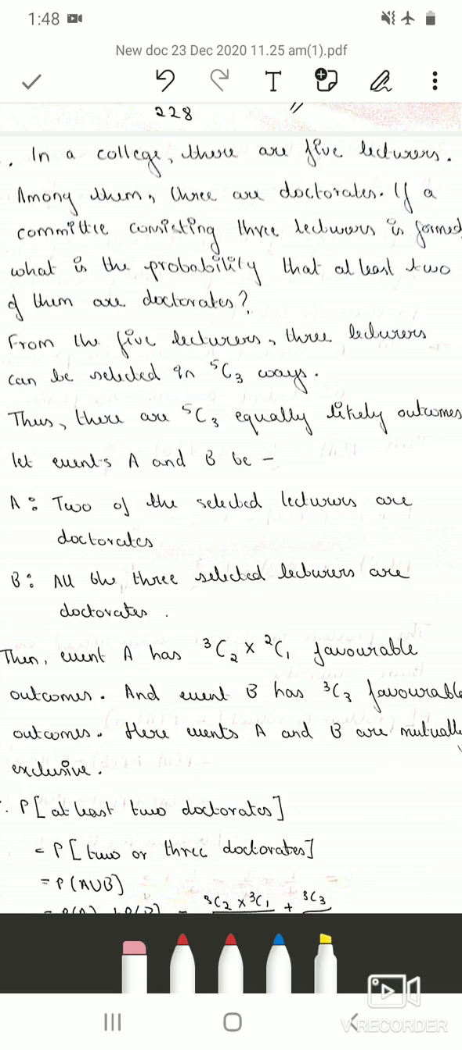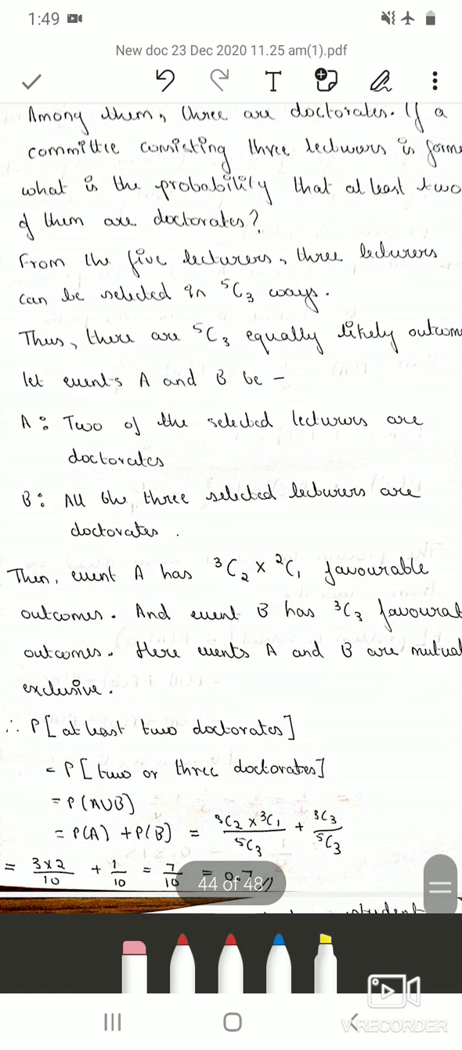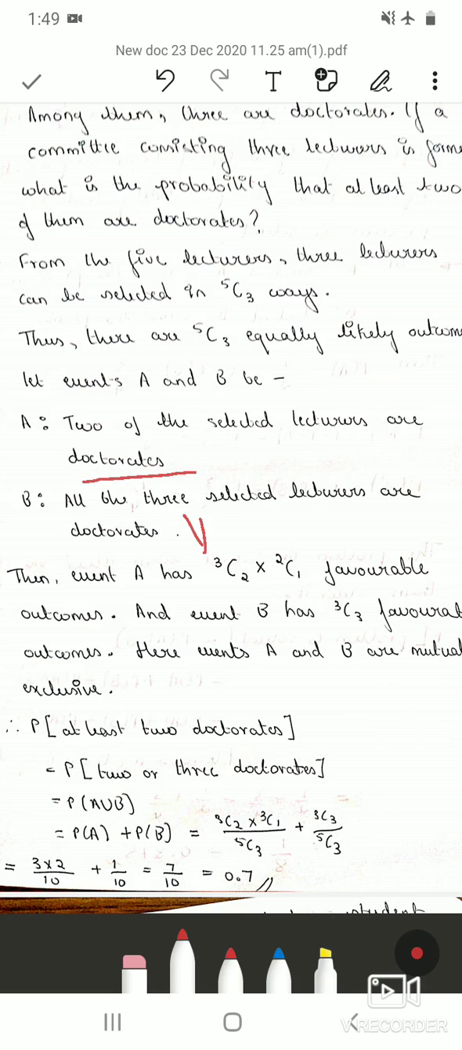So let event A be that 2 of the selected lecturers are doctorates, and event B be that all 3 lecturers are doctorates. They have asked for at least 2, which means 2 or greater than 2. So we are choosing 3 lecturers at random. Then event A has 3C2 into 2C1 favorable outcomes. That is, 2 of the selected lecturers are doctorates. There are 3 doctorates, so among them we are choosing 2.